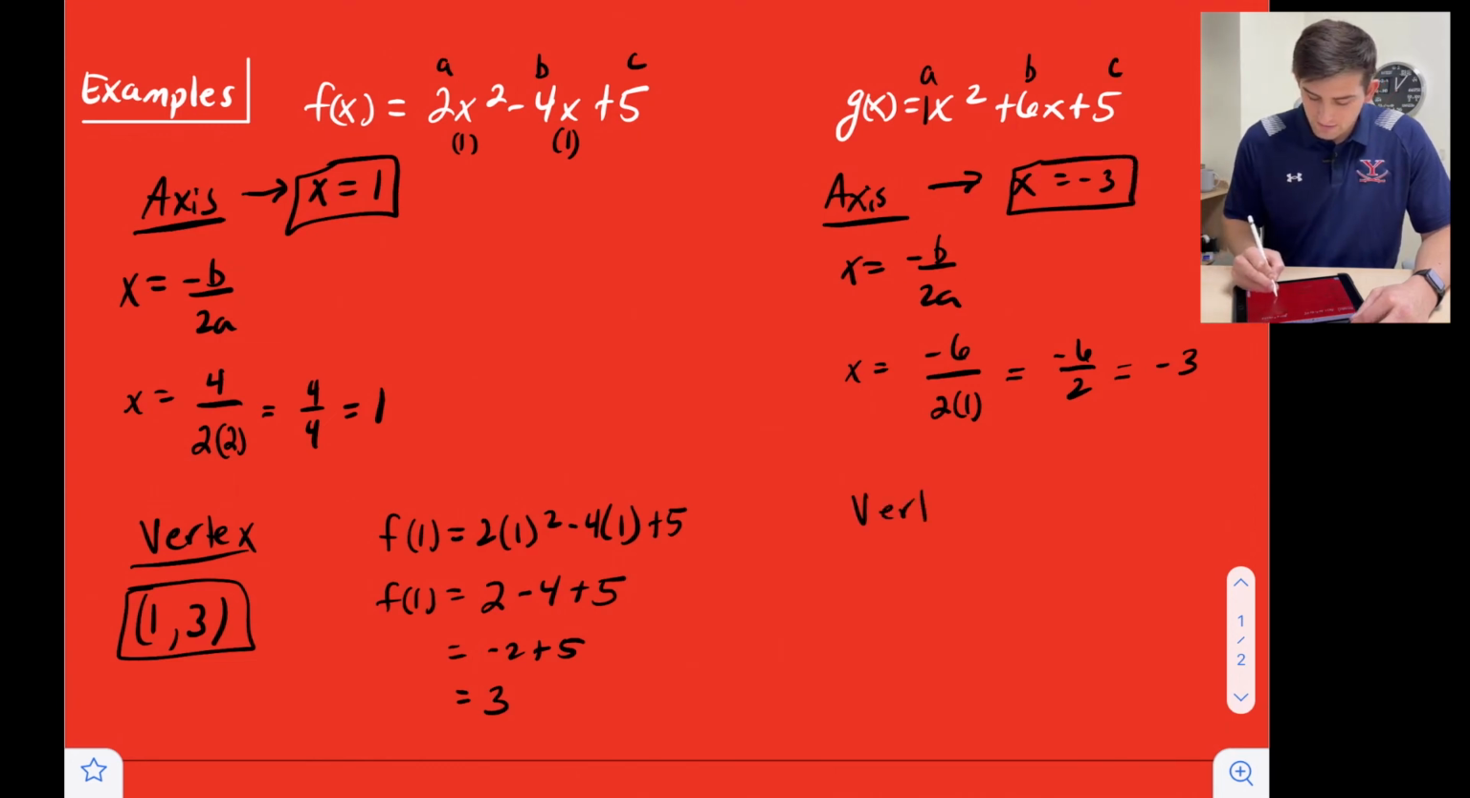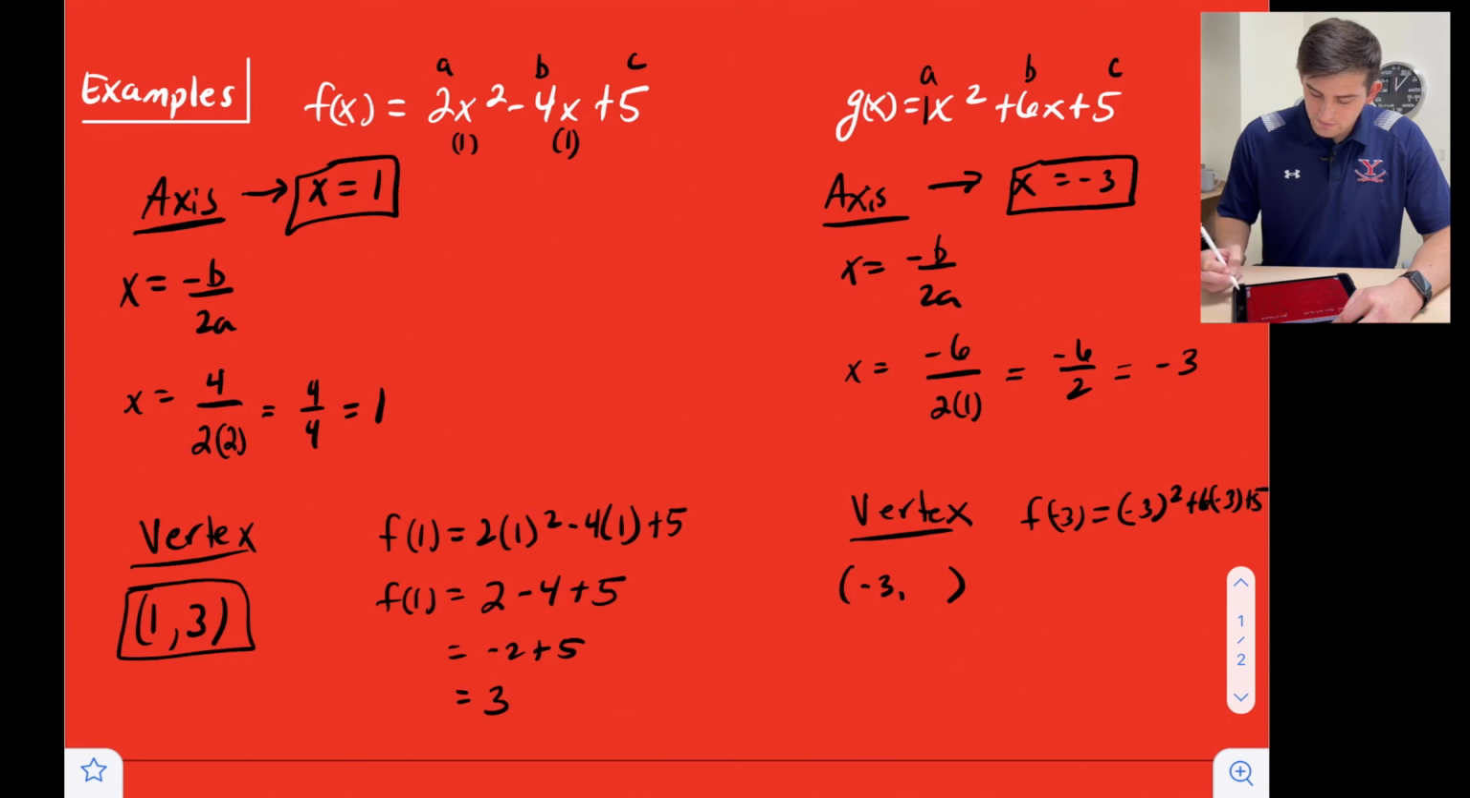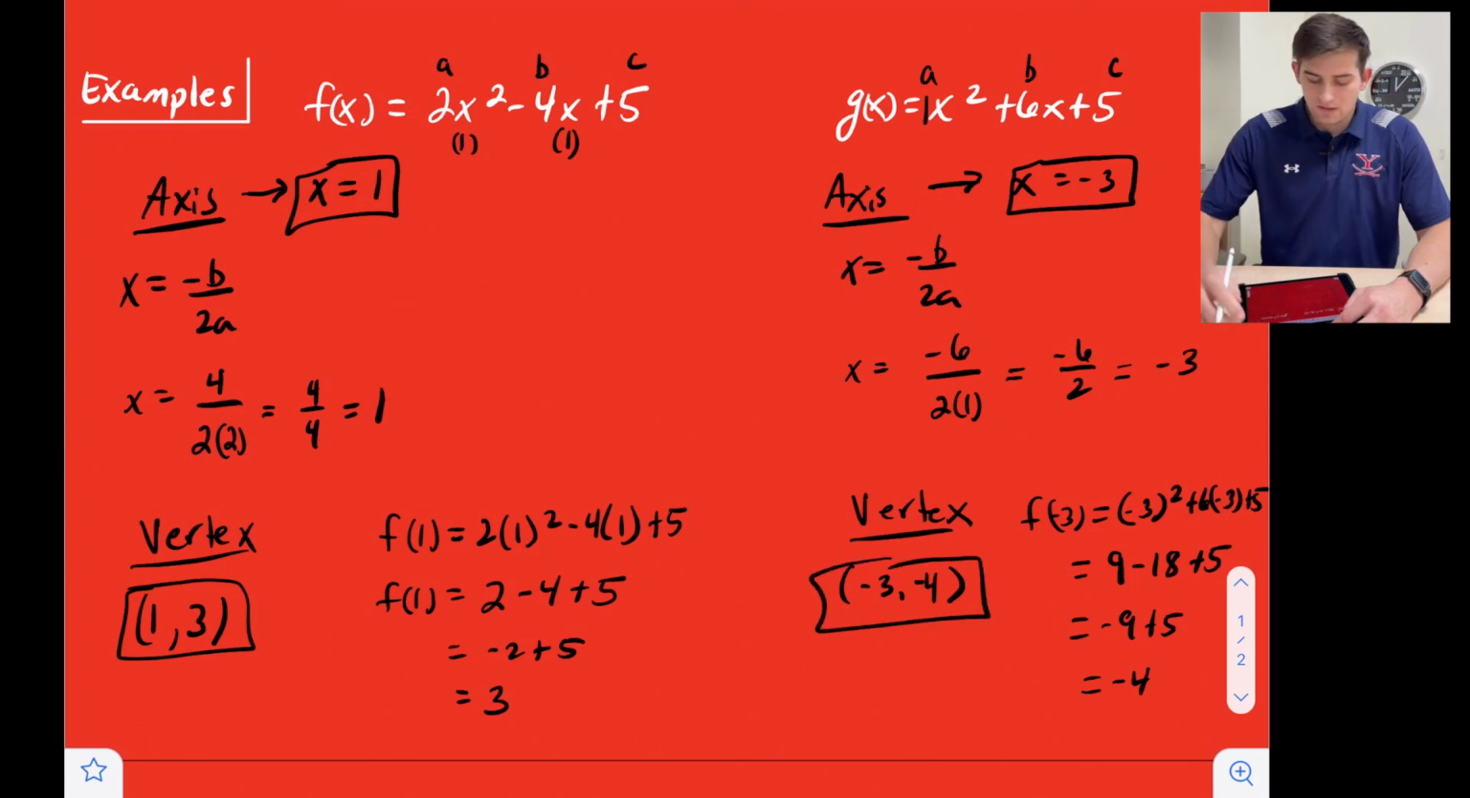So now for our vertex, we can plug negative 3 in for x, and we're going to find g of negative 3. And let's move this over just a little bit. So now we get negative 3 squared plus 6 times negative 3 plus 5. So this gives us 9 minus 18 plus 5. So negative 9 plus 5, and we get negative 4. Okay? All right, and that's how you find the axis of symmetry and the vertex of a parabola.